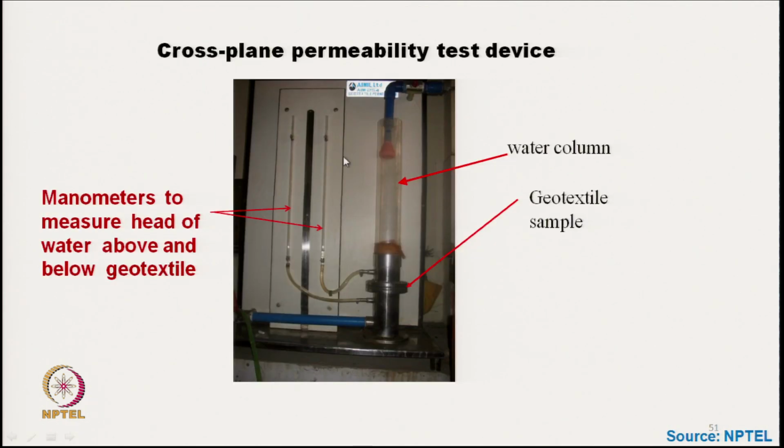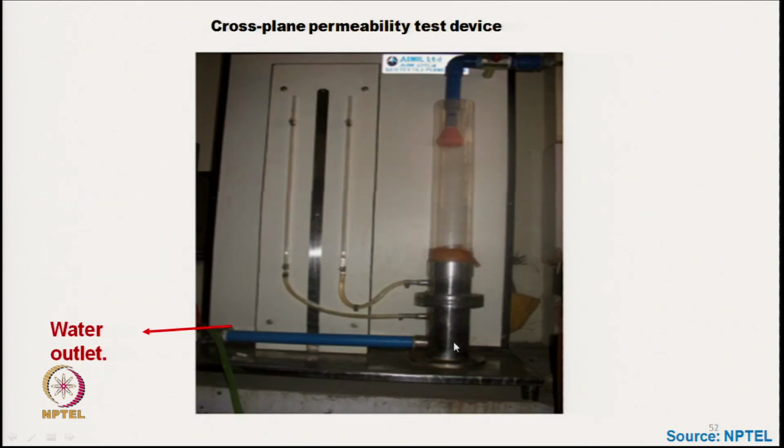This is the photograph of the test device. Here water is fed, this is the water inlet, there is a water column, the geotextile sample, and the water head is measured. So, we can get a certain water head here and we calculate the water flow rate. So, this is the water outlet. From the outlet we can calculate the actual flow rate for a certain pressure difference.